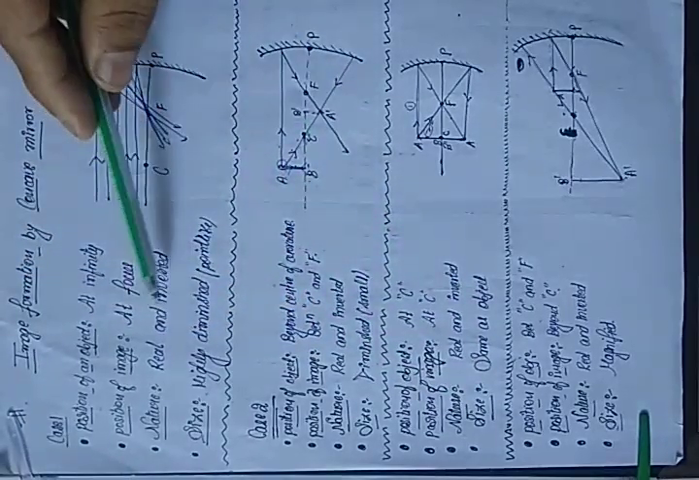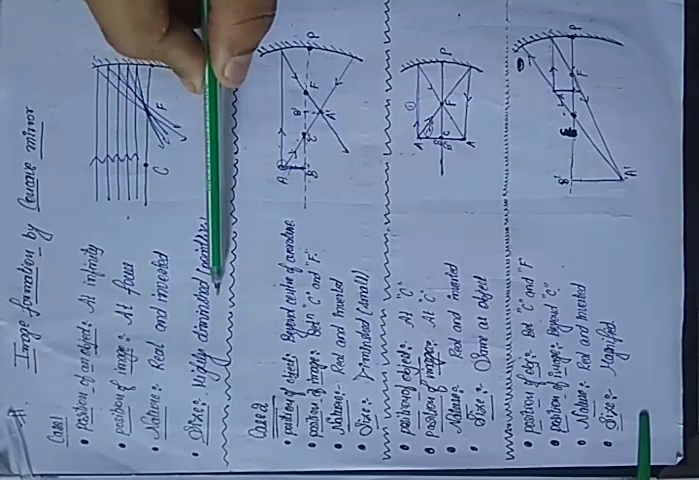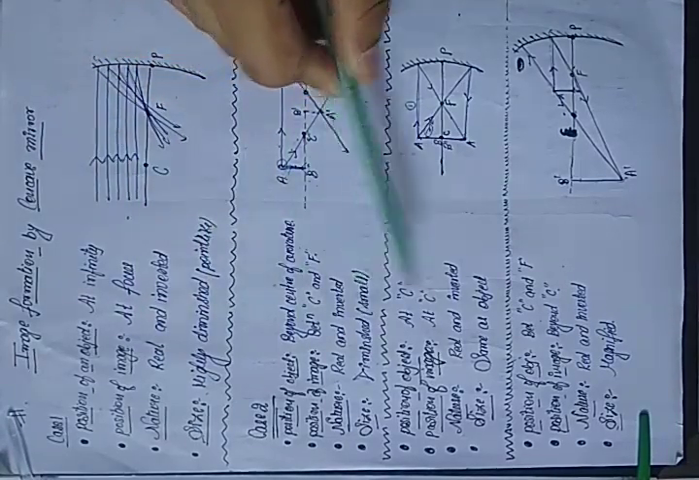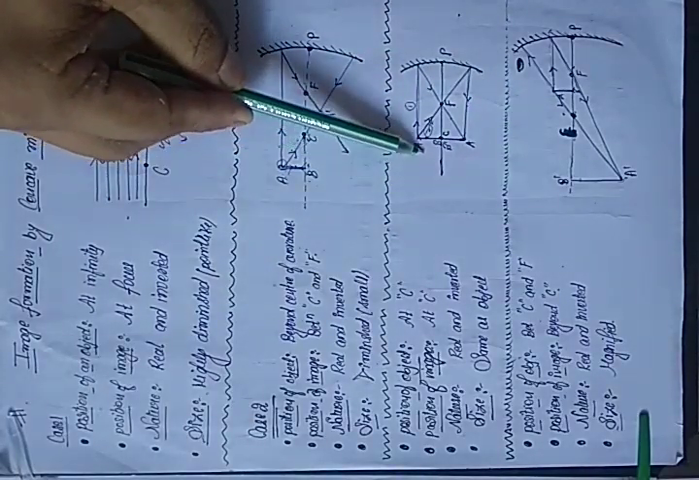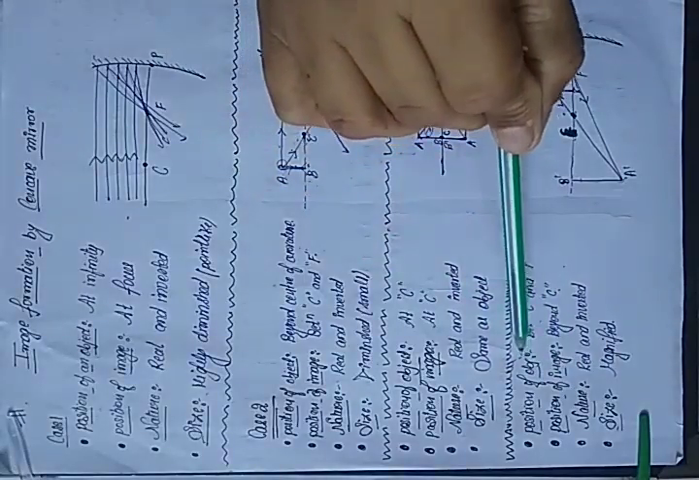Now see the very first one, where the size of the image is very small, and here slightly bigger. It means as the object comes closer to the mirror, the size of the image becomes bigger. Now we are coming to the fourth one. What is the fourth one?